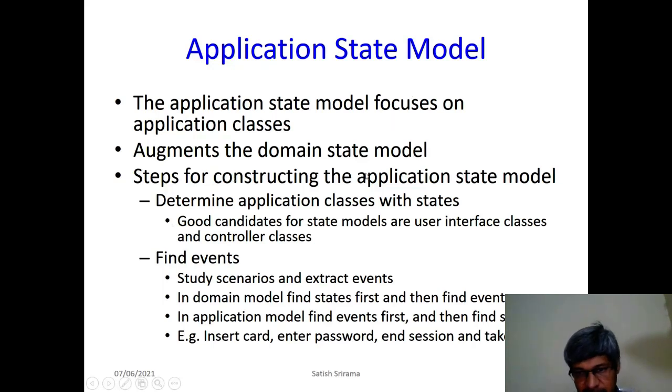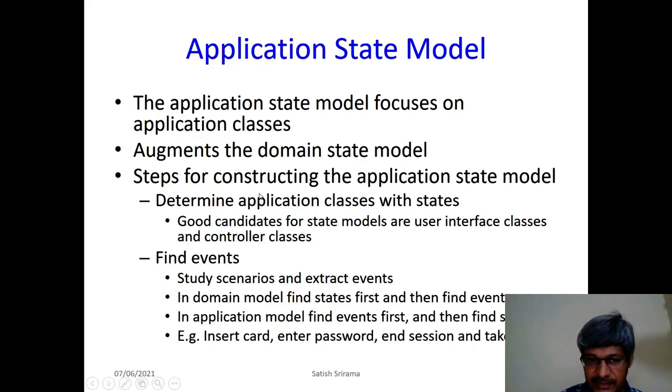Again, the steps for constructing this application state model are something like this. First, we have to determine the application classes with states. That is the first thing you have to do whenever you are defining a state model: for which of the classes you will be doing it. Good candidates for state models are user interface classes and control classes, which we discussed when we were developing the application class models. These classes will have several states, so for them you basically start with.